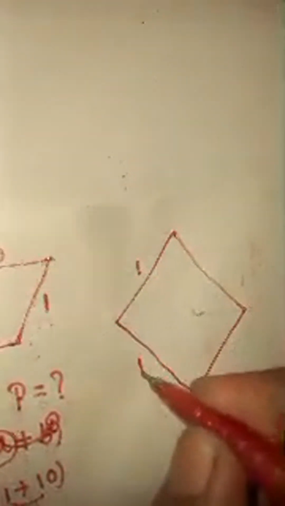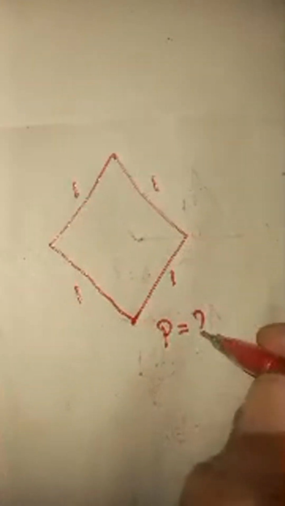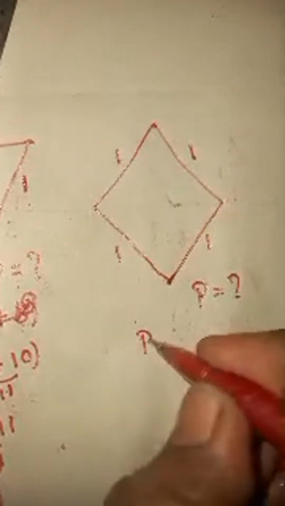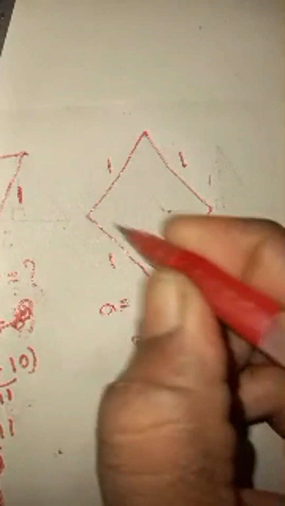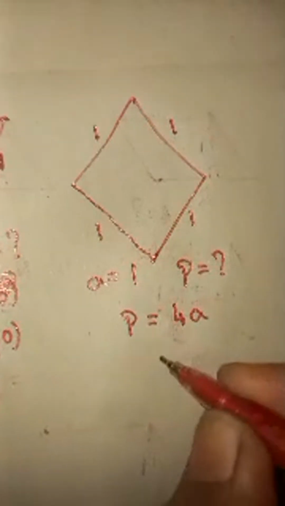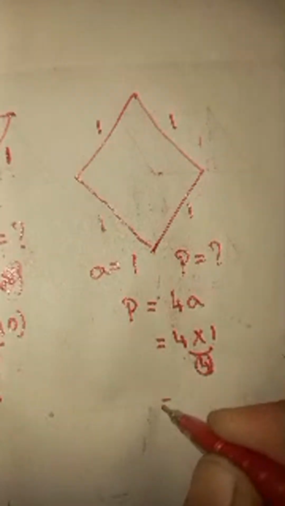In a rhombus, all sides are equal. Now they have given all sides of the rhombus as 1 unit. Let's find out the perimeter of the rhombus. You can find it out. The perimeter of the rhombus is 4 times the side length. Here they have given the side length as 1 unit. So 4 times 1 unit is 4 units. So the perimeter is 4 units.